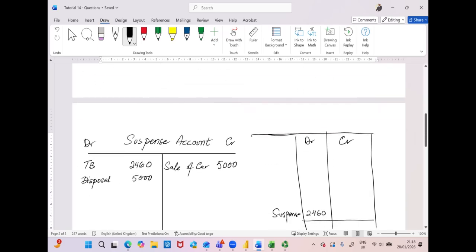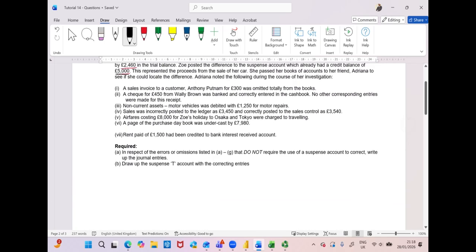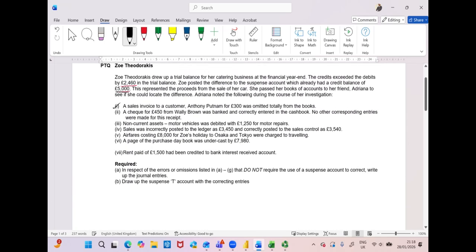Moving on, you can see there was no effect in the suspense account. So let's move on and find some more errors. I'm going to tick this because I have picked up this information. Second, it says a cheque of 450 from Valley Brown was banked and correctly recorded, correctly entered into the cash book. So the cash book is okay.